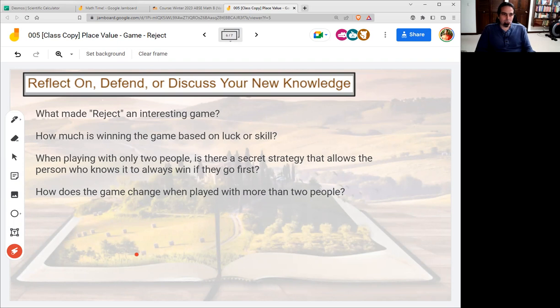When you're playing with only 2 people, is there a secret strategy that would allow you to not always win if you know the strategy and go first? And how does the game change if it's played with more than 2 people? A lot, not at all. So those are your homework things.